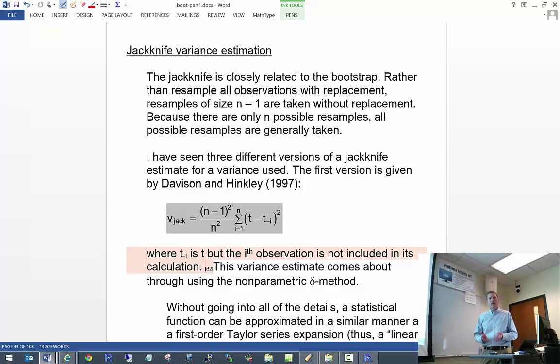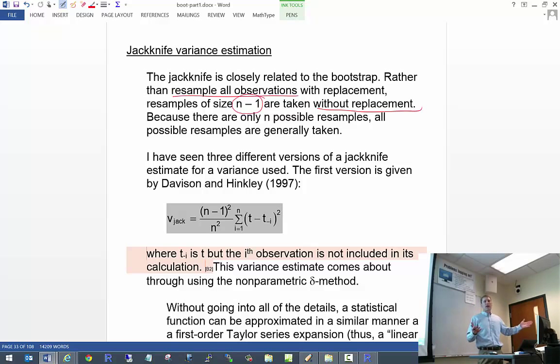So the jackknife is very closely related to the bootstrap. In fact, some people will just say it's a special case of the bootstrap. With the bootstrap, what we did was we took resamples from all the observations with replacement. Instead, what the jackknife does is take resamples of size n-1 without replacement. So you're still essentially doing resamples, but without replacement, and of size n-1. So how many possible resamples are there for the jackknife? N. So because of that, people usually take all n possible resamples.